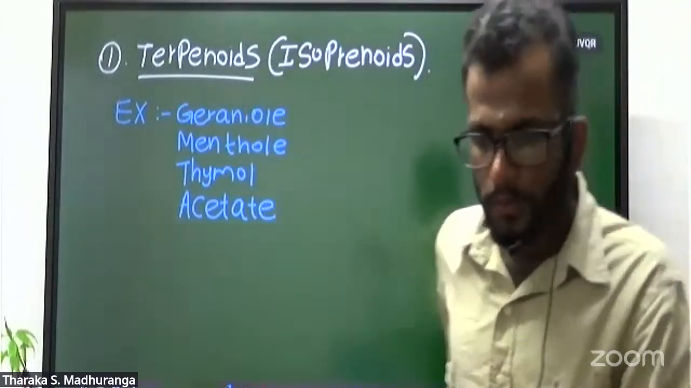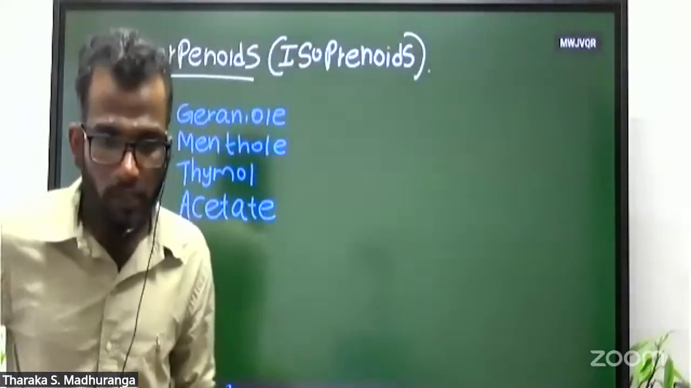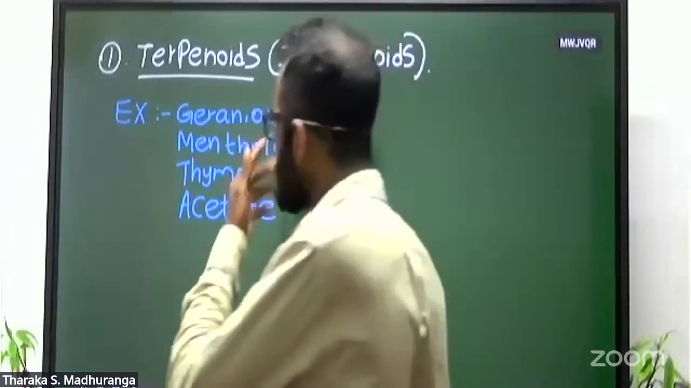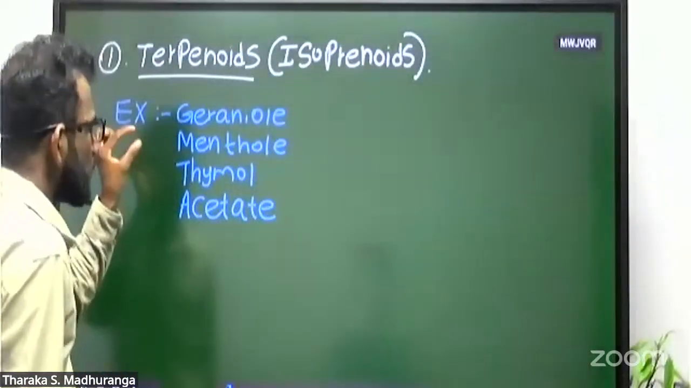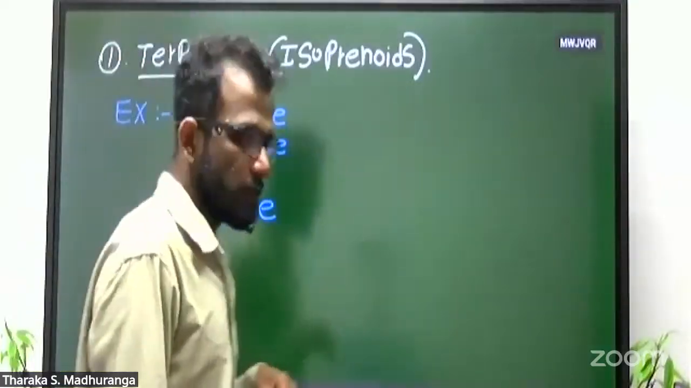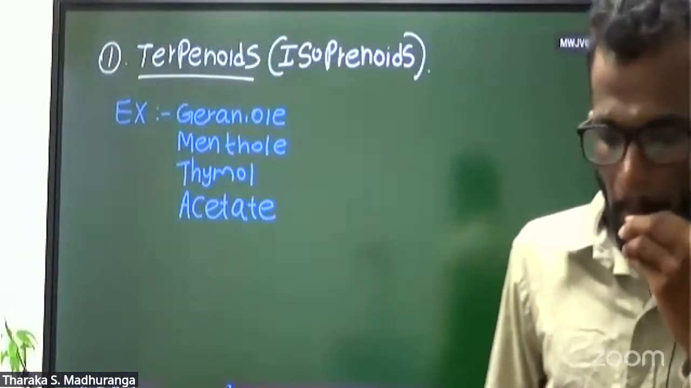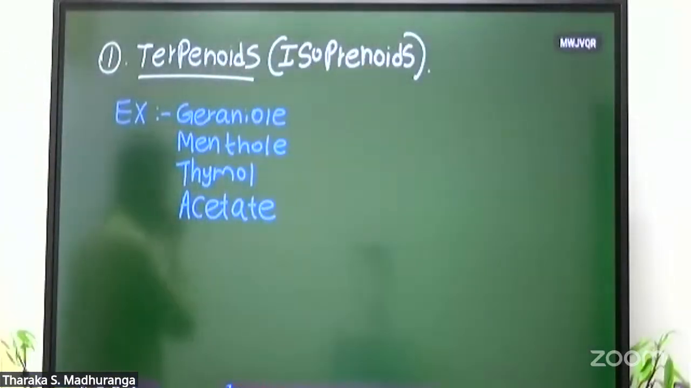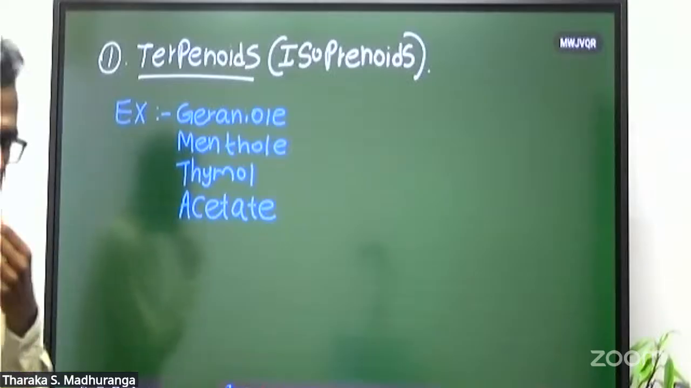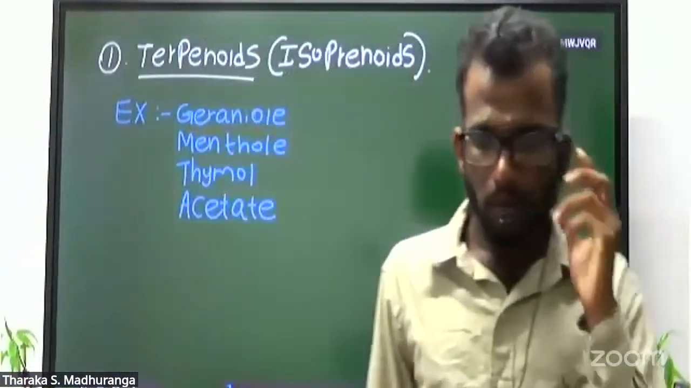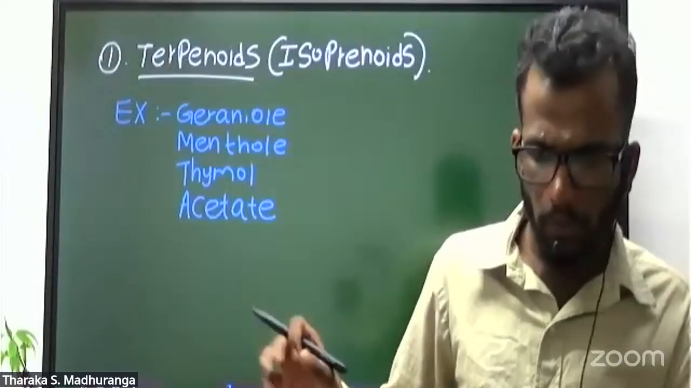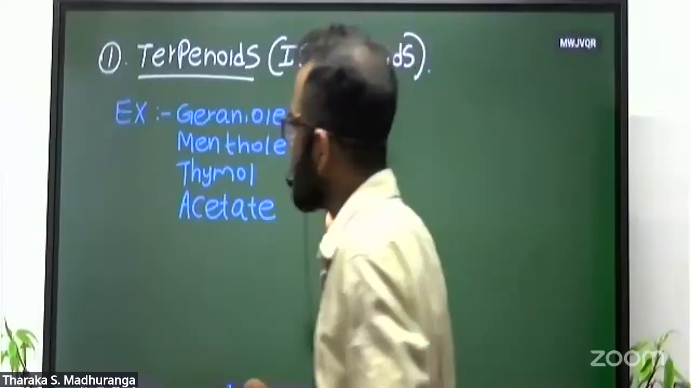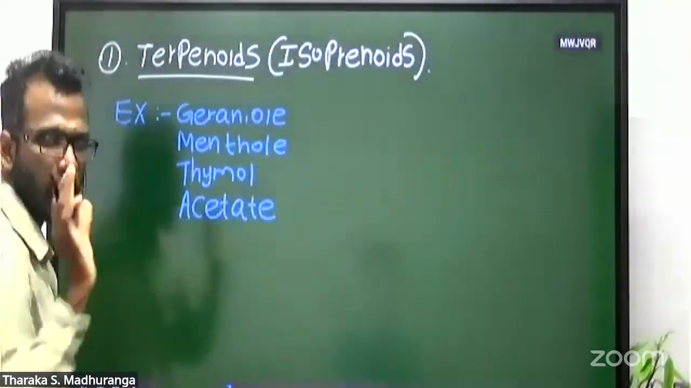Okay, note down in the tute examples for terpenoids: geraniol, menthol, thymol acetate. That's enough for terpenoids. You don't need to remember all 100 examples. If you remember only a few examples, that's enough.